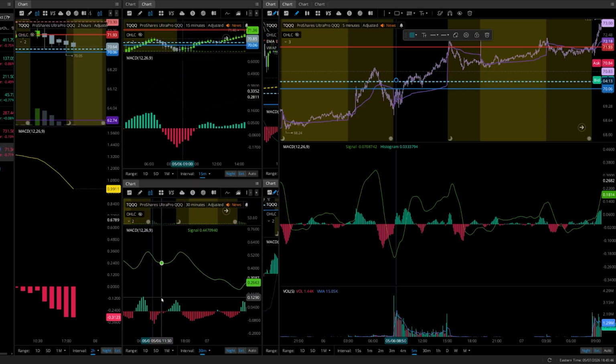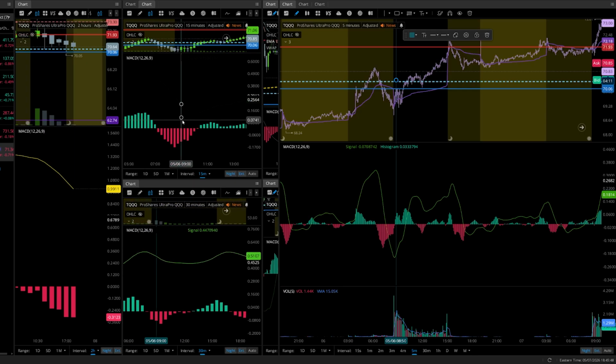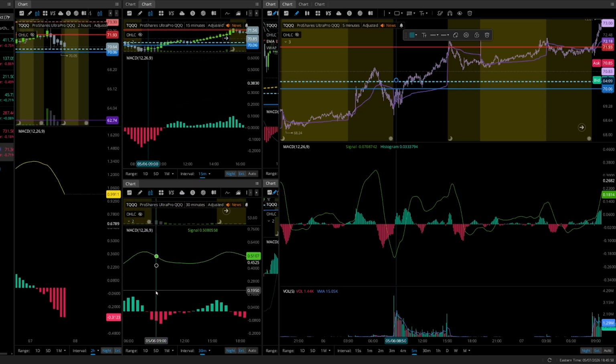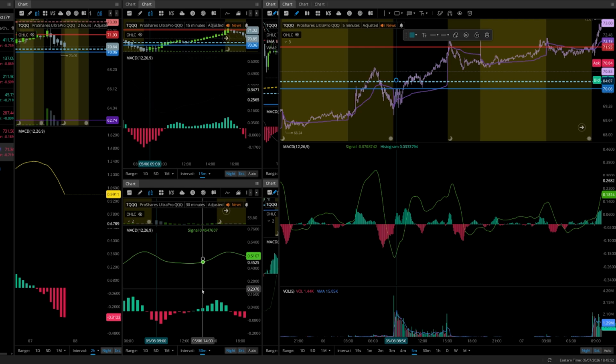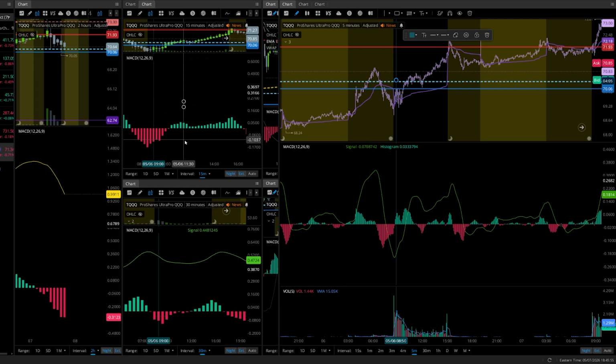We're going to identify the alignment channels where the momentum is all going the same direction. On the 15 and 30, 15 here, 30 minute here, we want the momentum on these to be going in sync. And that's what starts an alignment channel.